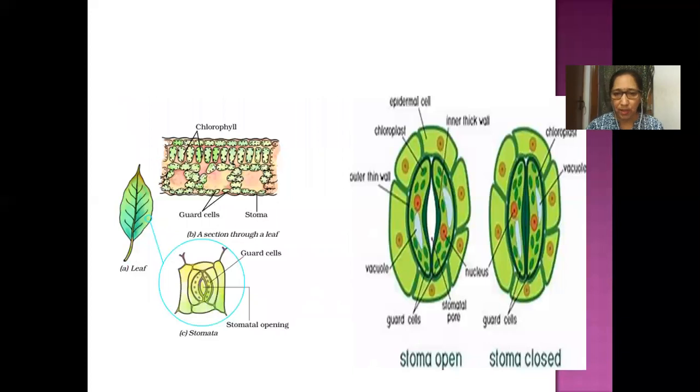Dear students, you can see the diagrammatic representation of the stomata open and the stomata closed. You can note the difference between them, right? On the other side, you can see the position of stomata in the lower epidermis of the leaves. In between the upper and lower epidermis, you can see the mesophyll cell, which has the chloroplast in it.